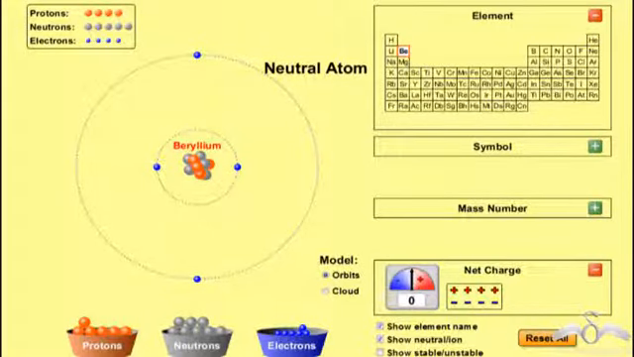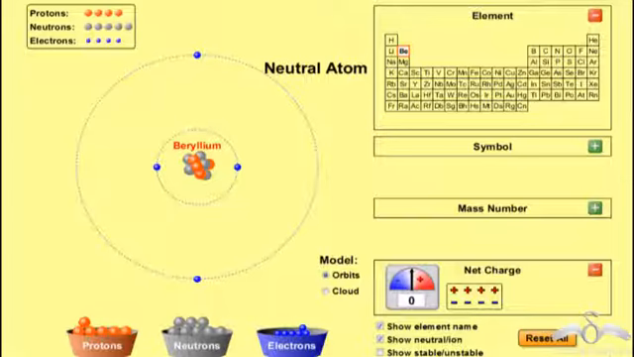Let's observe something here. This is a beryllium atom. The beryllium nucleus has 4 protons, as you can see here, and it has 5 neutrons, as you can see here. The number of electrons present in the beryllium atom is 4, as you can see here again. So this is a neutral beryllium atom, as the number of protons is equal to the number of electrons.